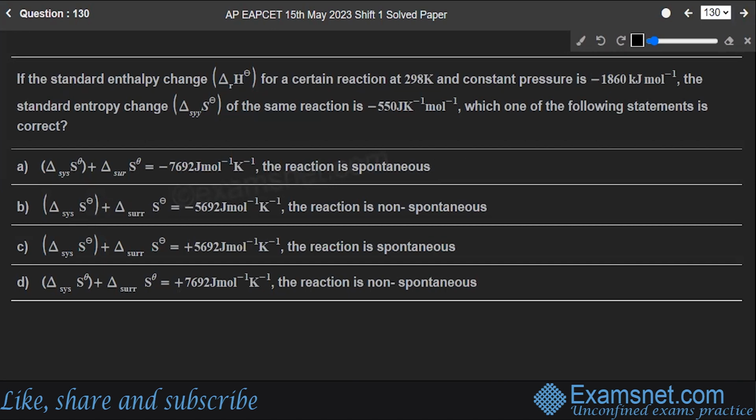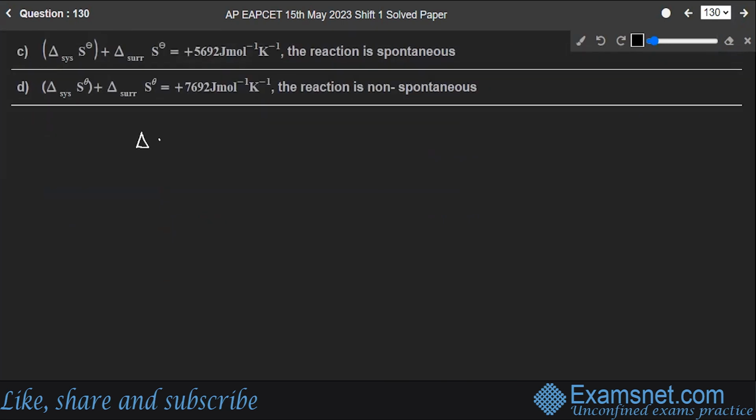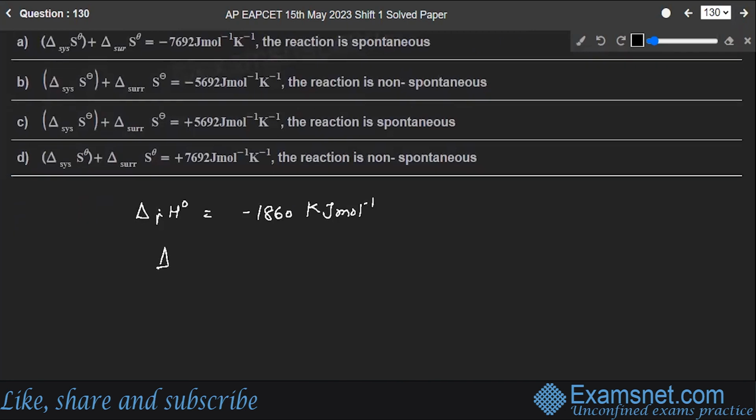If the standard enthalpy change given for a certain reaction at 298 Kelvin and constant pressure is given by this, the standard entropy change of the same reaction is given by this. Which of the following statements is correct? Let's write down first. So you have the standard enthalpy change as minus this much kilojoules per mole, and standard entropy change, which is given by this, is equal to minus 550 joules per Kelvin per mole, right?